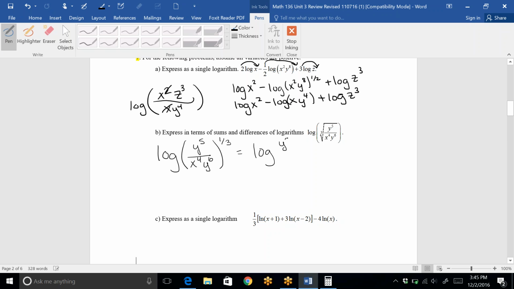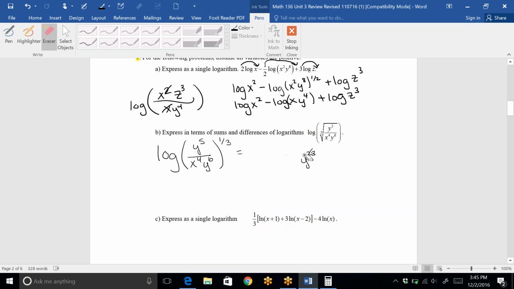I could then apply the 1/3 power to all the powers inside. So that would be y to the 5/3, x to the 4/3, and this would actually be y to the 2nd, because 6 divided by 3 would be 2. We could then break this up into adding or subtracting, or we could leave this as 6 over 3 for a second, because we do have y's we could reduce out. In fact, I could have done that here. So let's back up for a second.